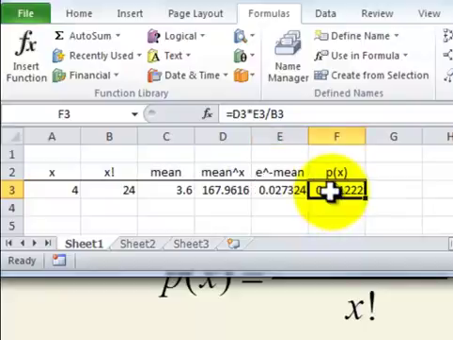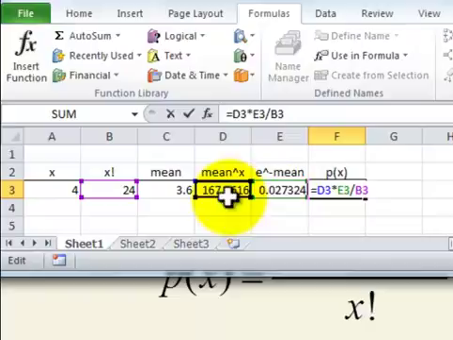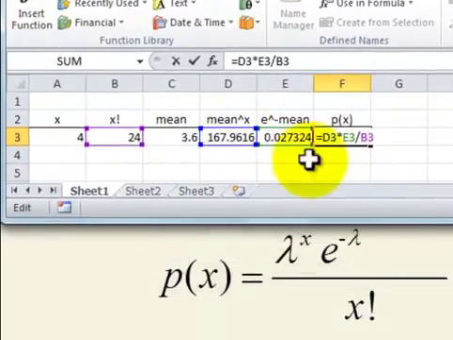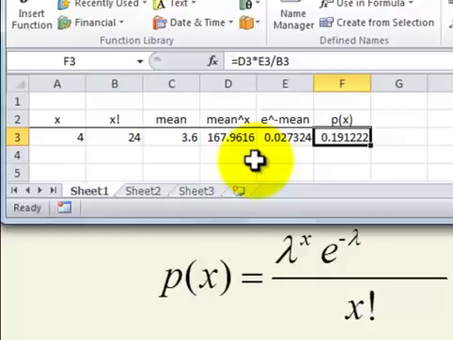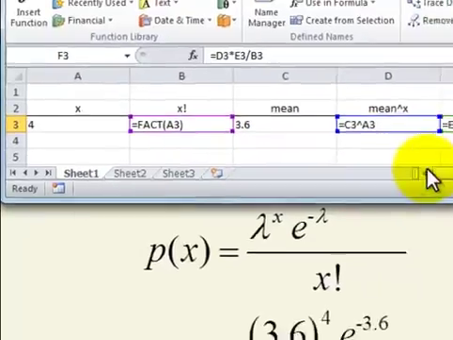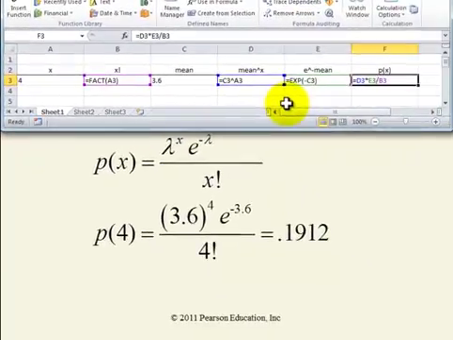And then this is the probability. This is the d3, which is the mean to the x power. I'll scoot this up a little bit. That's this part times e3, which is this part here, which is e to the minus lambda power, divided by b3, which is the factorial. So you can use that. It's useful sometimes. If you like Excel, Excel can be very helpful.